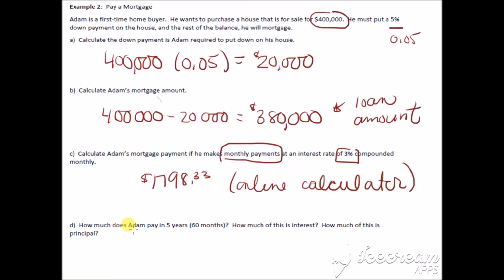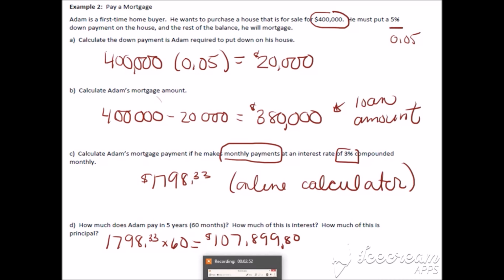Okay, so how much does Adam pay in 5 years? So if he's paying $1798.33 in 5 years, he's paying actually like 60 monthly payments. So he's paying 107,899.8. Okay, so in 5 years he's paying $107,000. And then how much of this is principal?